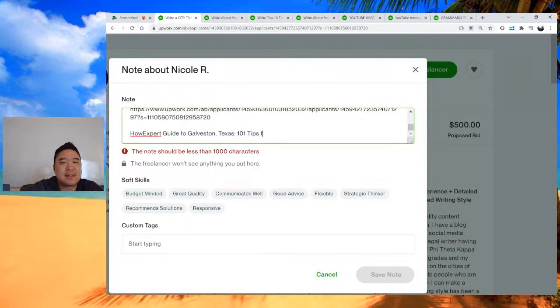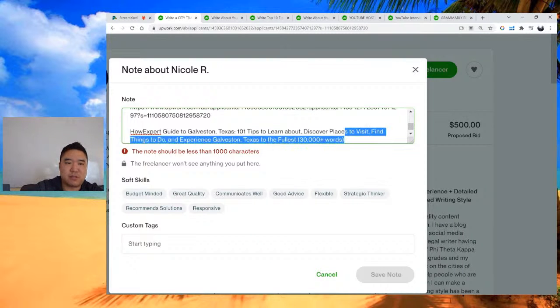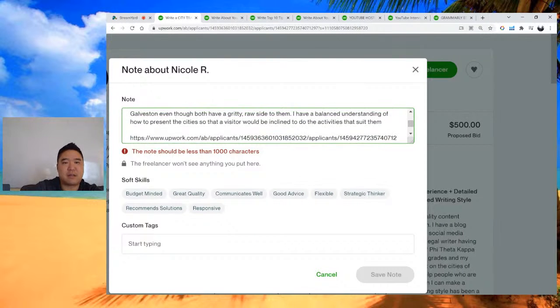I like to do 101 tips to discover places to visit, find things to do, and experience Galveston, Texas, to the fullest. I know it's kind of weird wording, but this is how I structure it. 30,000 words. That's just the structure we've used so far. Now, it's again 1,000 characters or less, so I'm going to delete this.